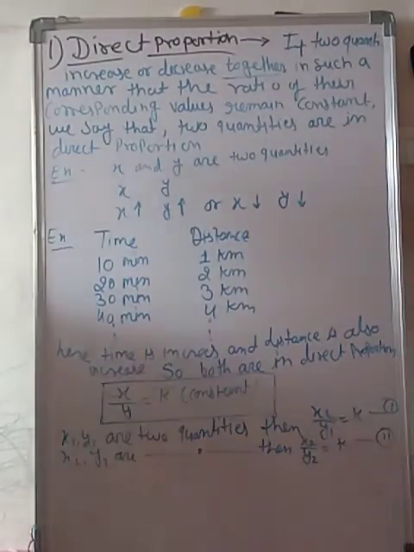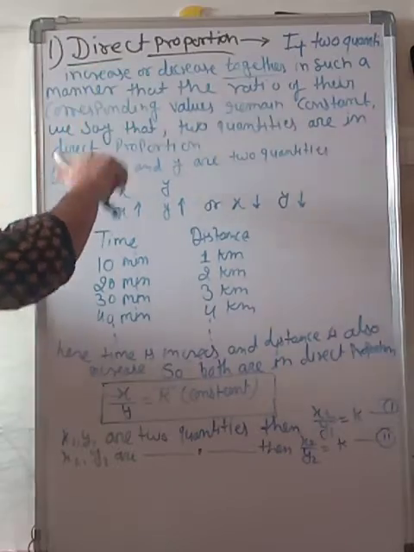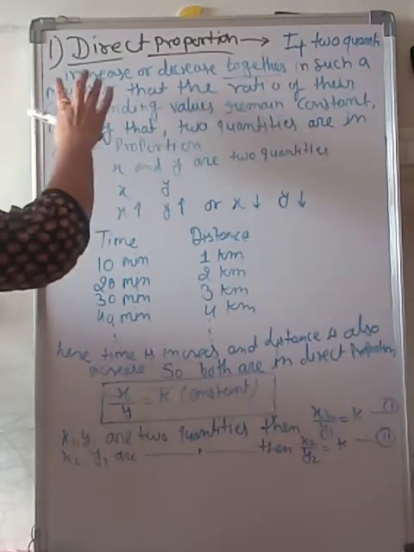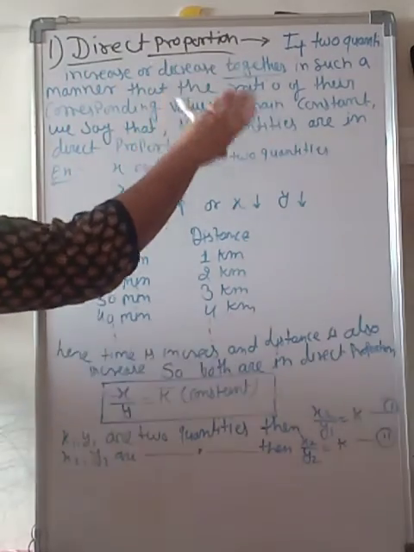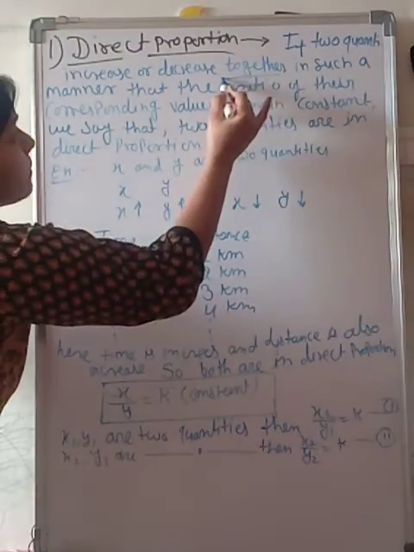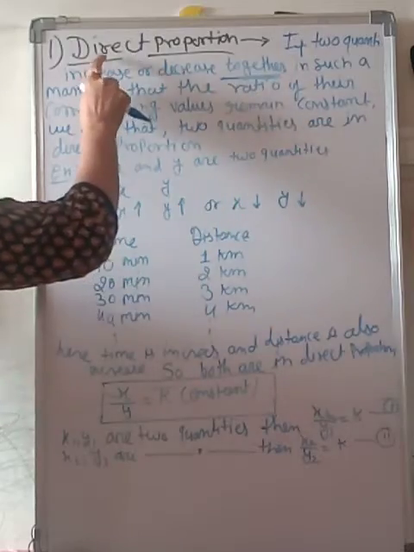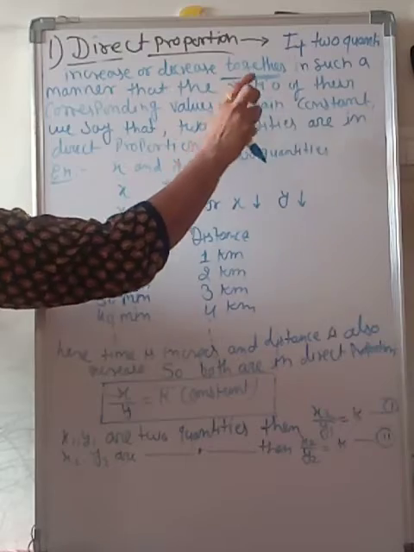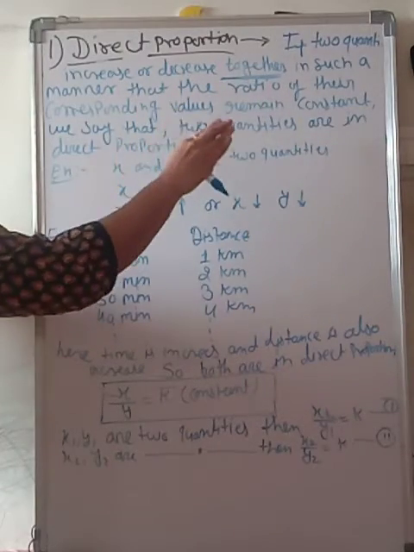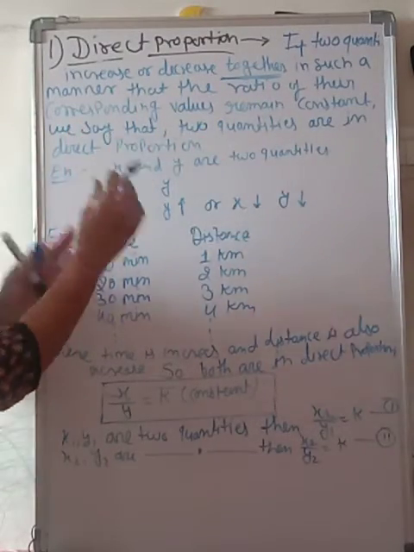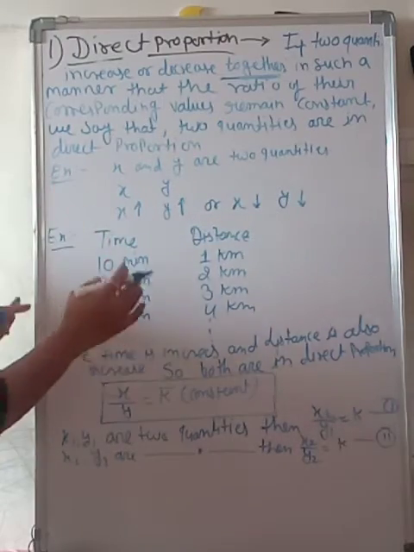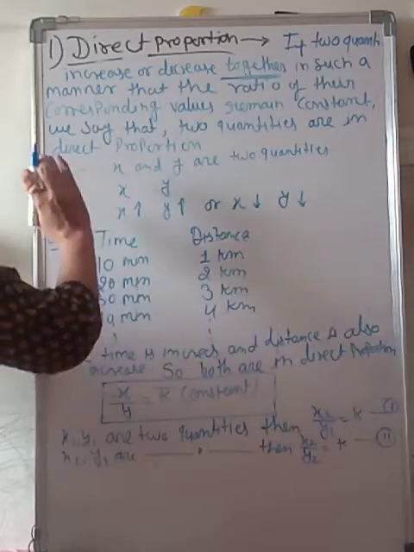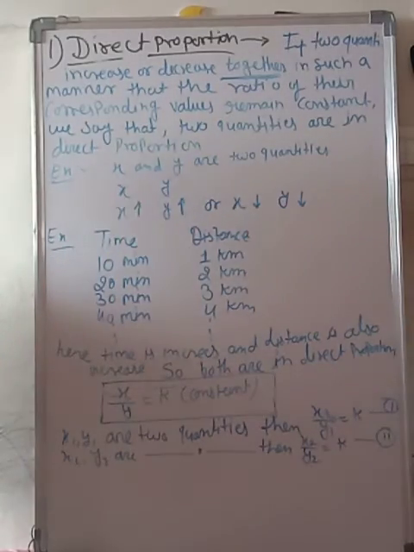Now the first proportion is a direct proportion. So students, what is a direct proportion? If two quantities increase or decrease together, this word is very important in the direct proportion. If two quantities increase or decrease together in such a manner that the ratio of their corresponding values remains constant, so we can say two quantities are in direct proportion.